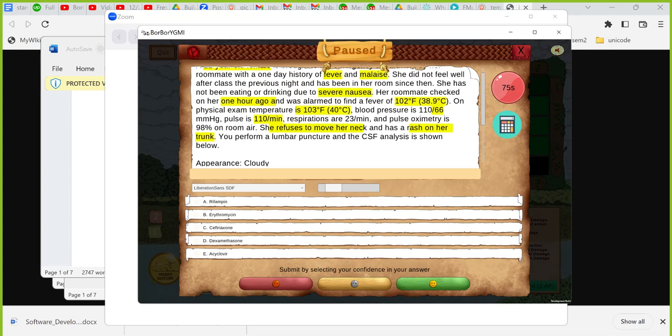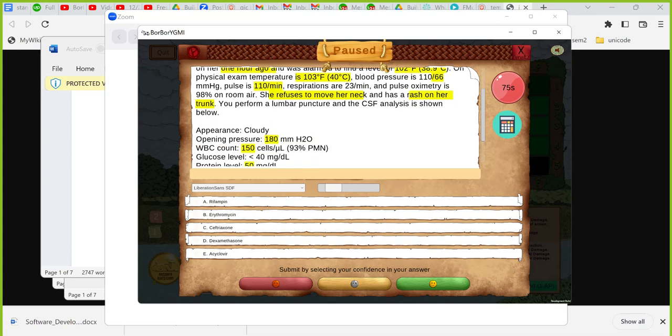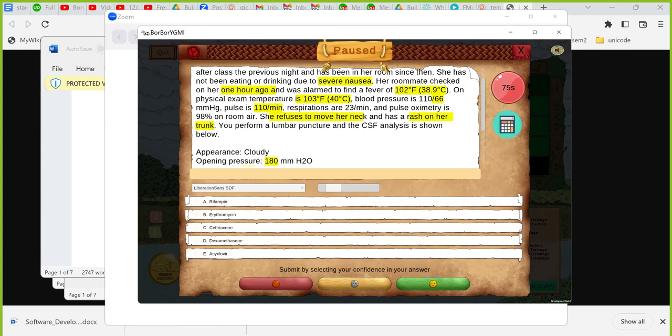I'm just putting it all into a framework. So really high fever. What if she refuses to move her neck? It's because of neck stiffness. Yeah. So neck stiffness, you call that meningismus, which is classic if you were to lift your head. Yeah, so the rash on the trunk, does that implicate a certain type of bacteria?